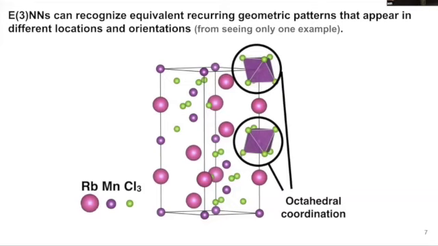The model will be able to recognize that these little local environments are the same, but then as it can see further out, if you're doing something like message passing, it'll also be able to see that these are the same pattern, but they're rotated in different orientations relative to each other. So you get both aspects of it.